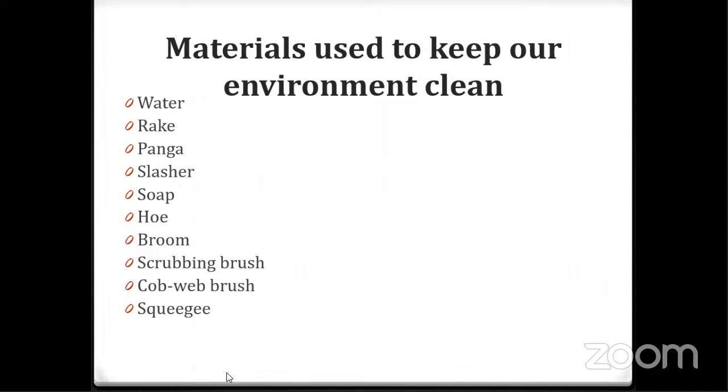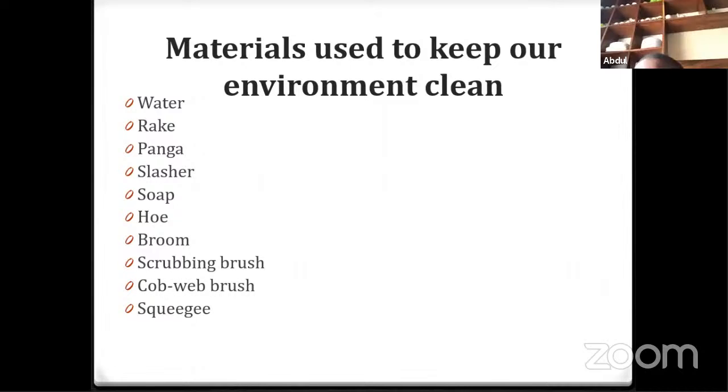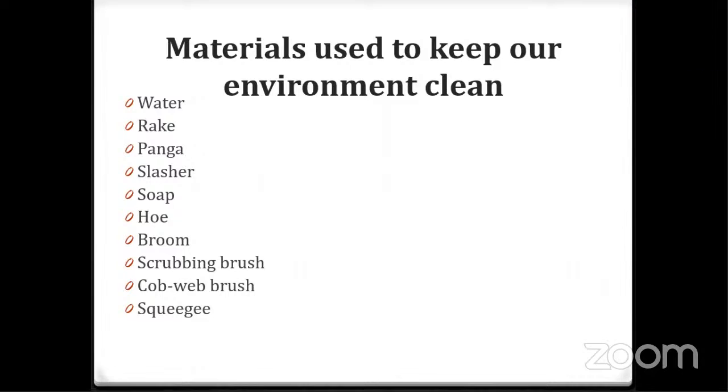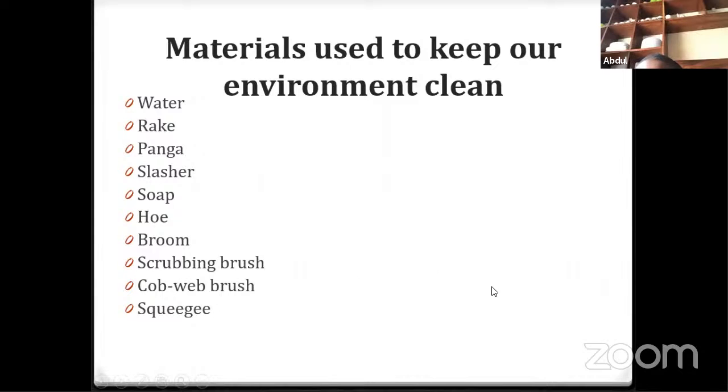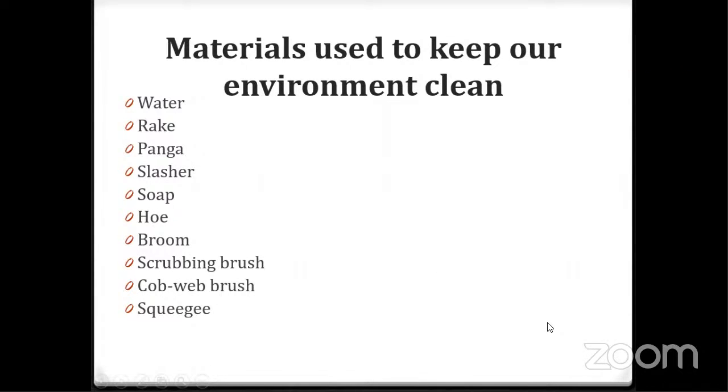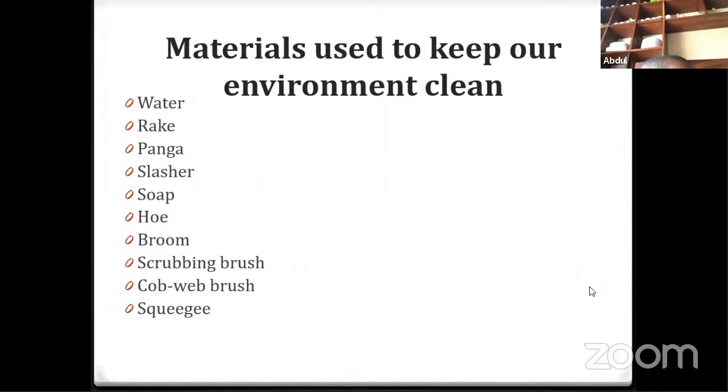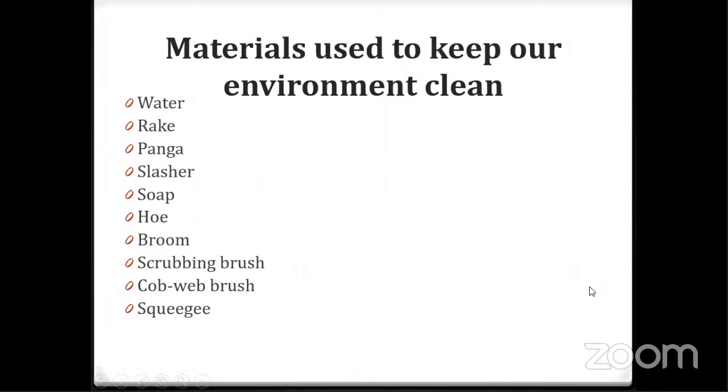What is the use of a hoe? Abdul? For digging. For digging, correct. What is the use of water? Watering plants. Watering plants, good. You can also say washing. It can also be used for other things. Then what is the use of the scrubbing brush? Scrubbing. Scrubbing, it can be used for scrubbing the floor, can be used for scrubbing the toilets, like that.